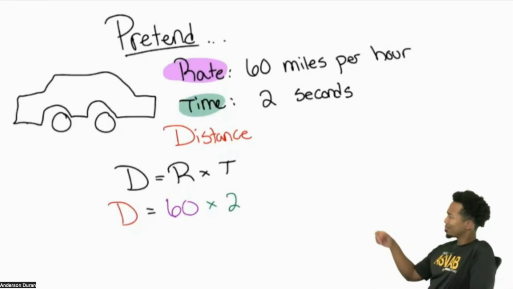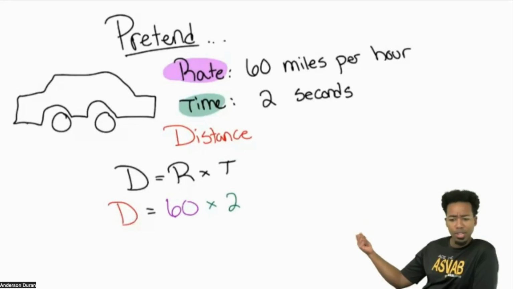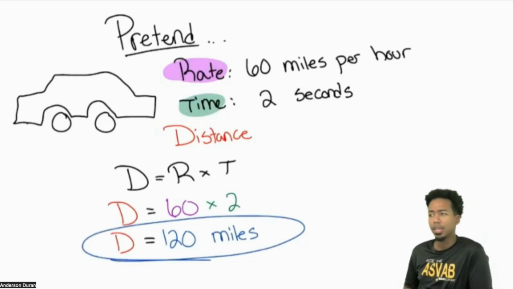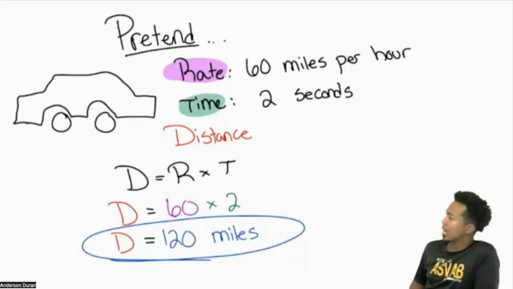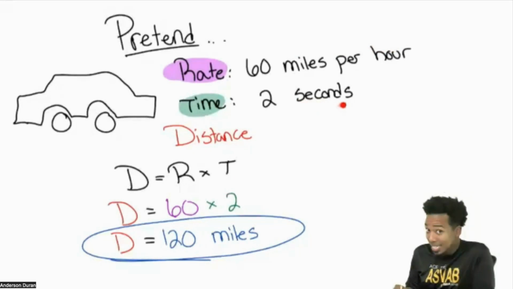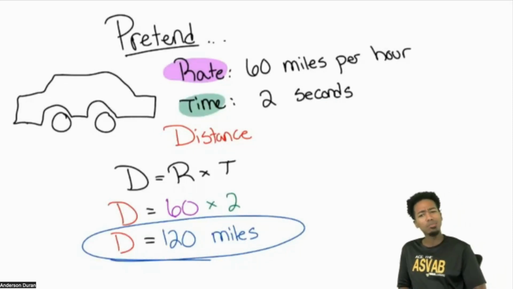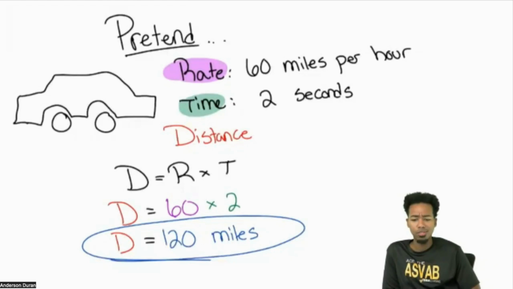So let me show you here. 60 times 2. We set up the formula. Let's see what happens. Everybody, what's 60 times 2? 120. Everybody, does it make sense on God's green earth that if I'm going 60 miles an hour for 2 seconds, it is reasonable that in 2 seconds I travel 120 miles? Is that reasonable?